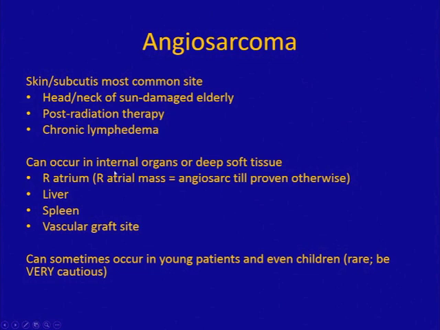And it can also occur in deep soft tissue rarely, and also in the internal organs, in the right atrium, which is a classic place for angiosarcoma. It's very rare, but if you see a right atrial mass, it's angiosarcoma until proven otherwise. And then the liver and spleen at the site of vascular grafts, those are some different places. I actually saw a splenic angiosarcoma very recently.